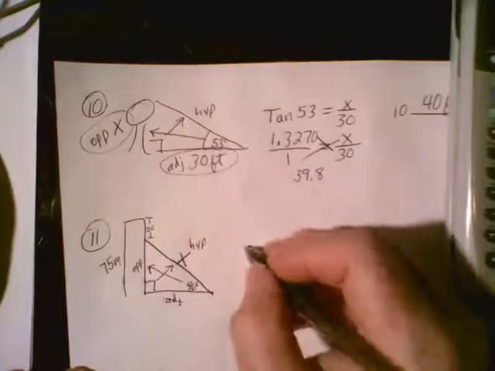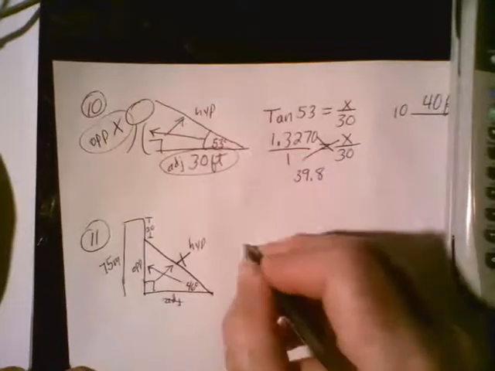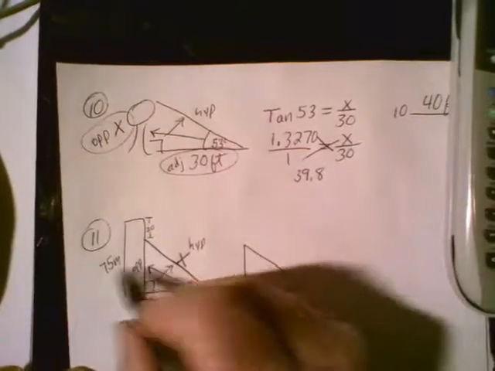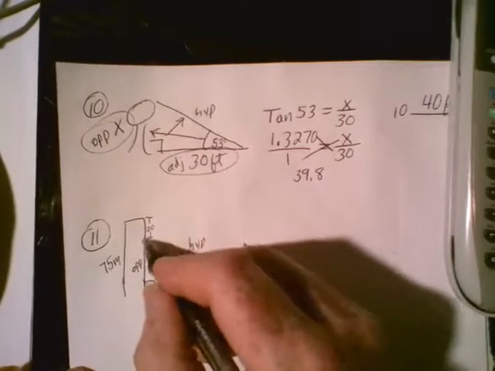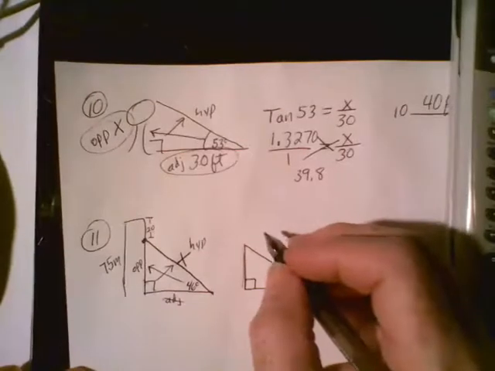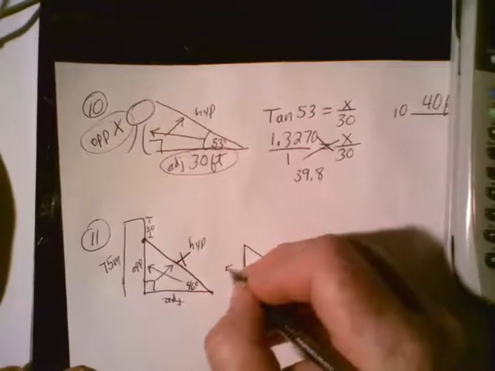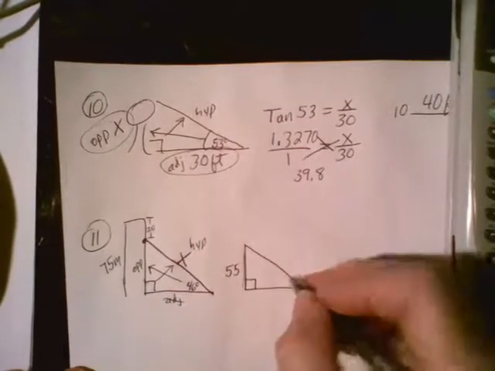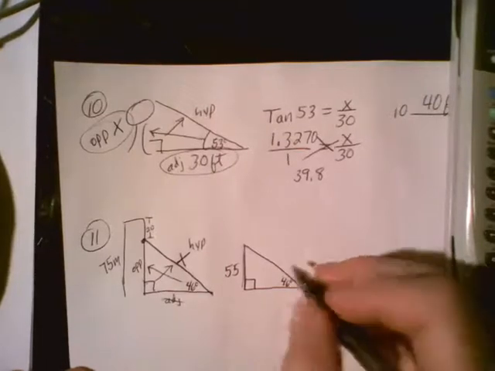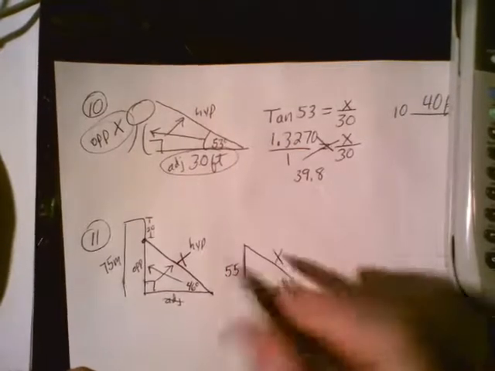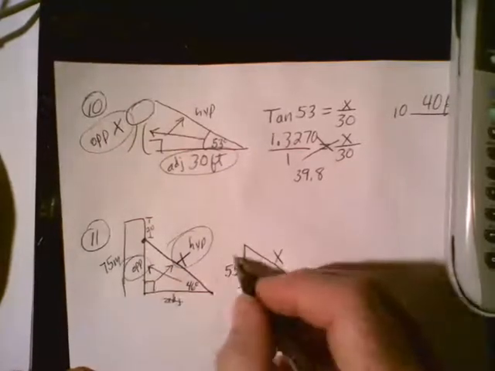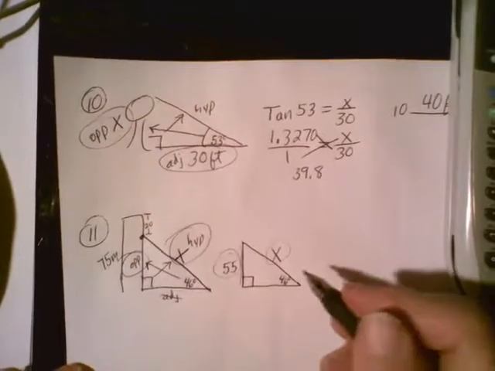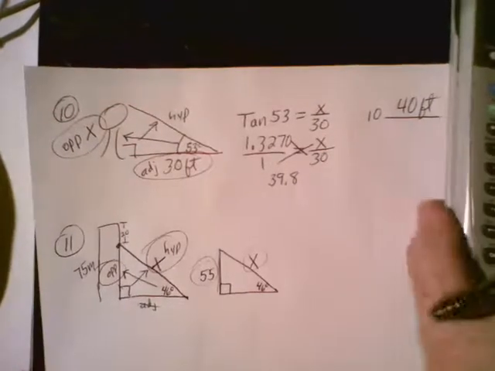On this one, you might want to redraw this, because we're not using the whole 75 on this opposite side. We want to subtract 20 off that because the wire attaches 20 meters from the top, so that's only 55. This angle's 46, and we're looking for this. So we're dealing with the hypotenuse and the opposite. Hypotenuse and opposite, that's the sine.